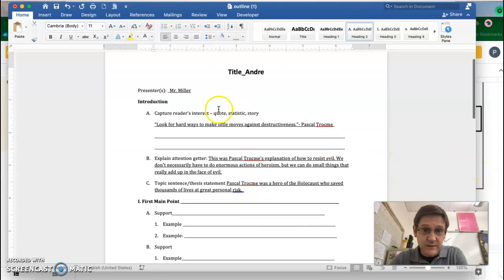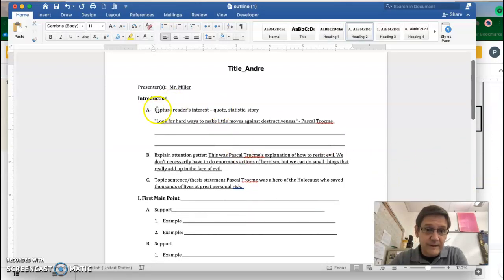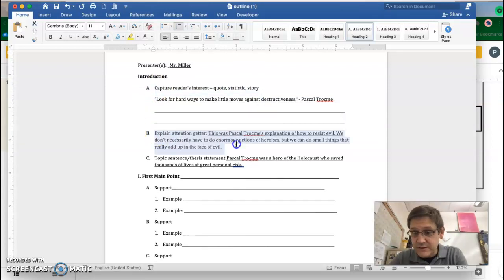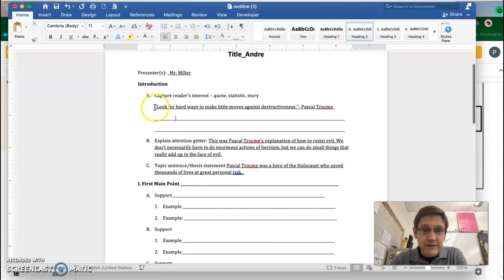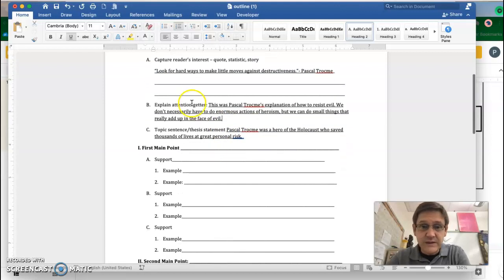Your introduction is basically going to start with an attention getter, a quote, statistic, or story, then an explanation, which is your bridge, and then your topic sentence, right? Just like it says on the outline. So my attention getter is a quote: "Look for small ways to make little moves against destructiveness." My bridge, my explanation, is this was Pierre Trocmé's explanation of how to resist evil. We don't necessarily have to do enormous actions of heroism, but we can still do small things that really add up in the face of evil. That's my explanation of my quote, what it means to me.